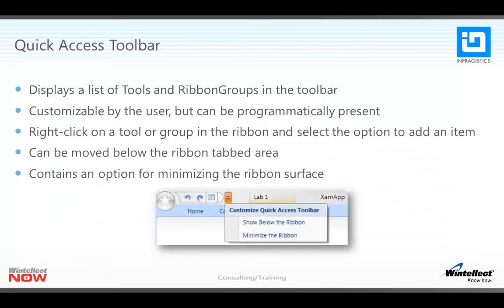The quick access toolbar displays a list of tools and ribbon groups in the toolbar, allowing quick access to commonly used tools. This toolbar is customizable by the user, but it can be programmatically preset if desired. The user can add tools or ribbon groups to the quick access toolbar by right-clicking on a tool or group in the ribbon and selecting the option to add the item. The quick access toolbar can be moved below the ribbon tabbed area and also contains an option for minimizing the entire ribbon interface.